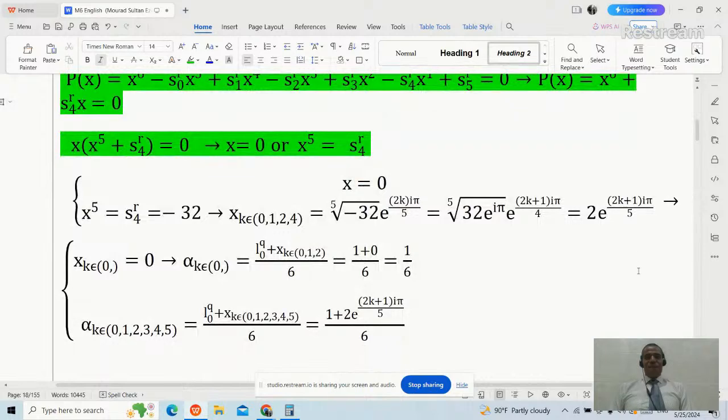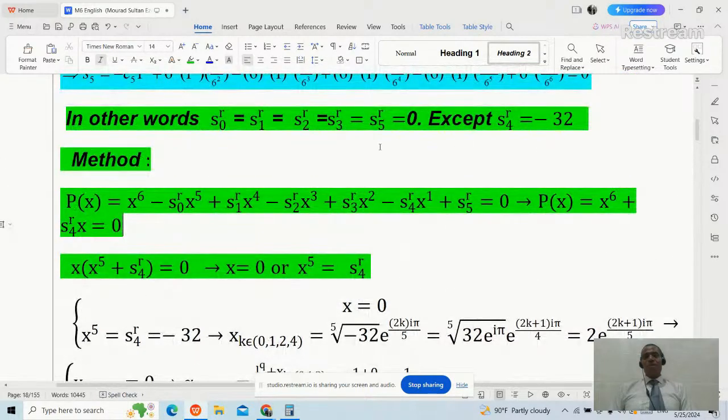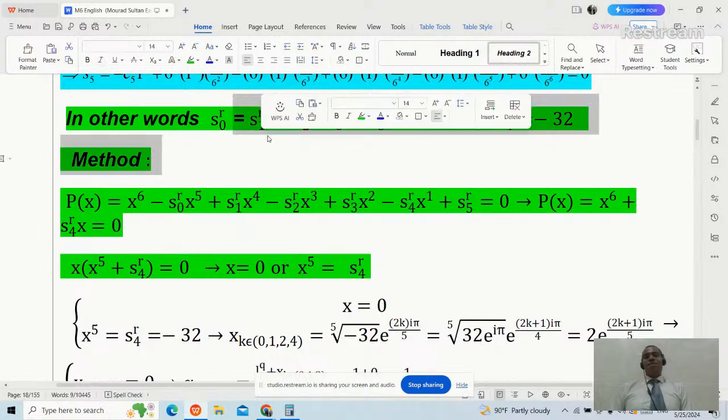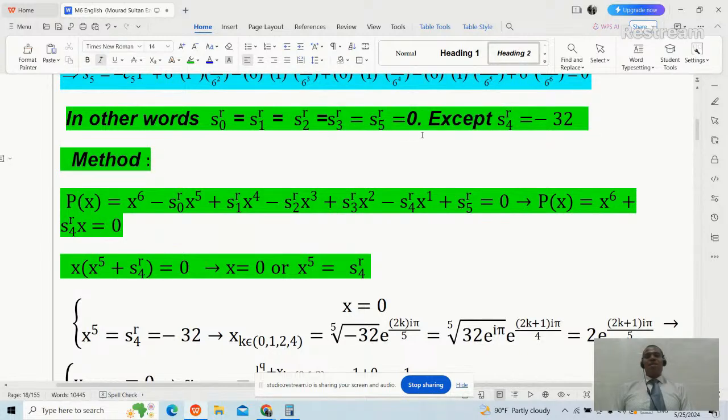Okay, we continue. Therefore, learners, we come to this point. In other words, S0, S1, S2, S3, S5 are 0, except S4 equals negative 32. We replace all of these values in this new polynomial. Any polynomial that you are going to solve, you should reach this step.